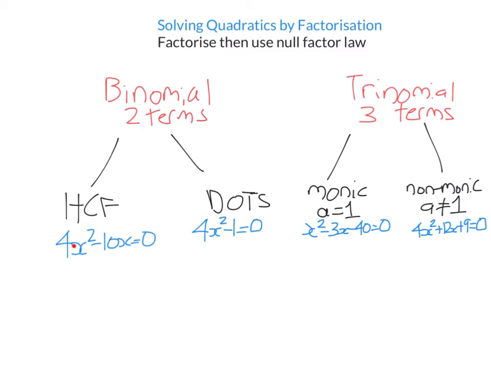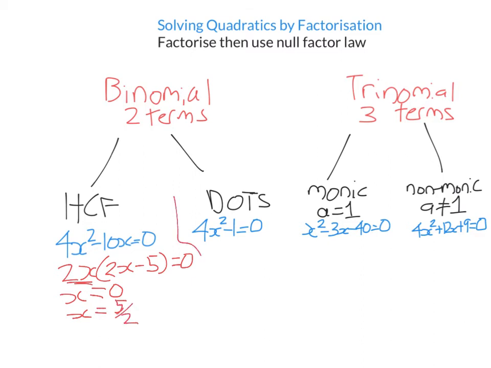So the highest common factor of 4x squared and 10x is 2x. So I take that out of the brackets. Then what do I times by 2x to get 4x squared? What do I times by 2x to get 10x? So now the null factor law says either the first thing is equal to 0, which would mean x is equal to 0, or the second thing is equal to 0. If 2x minus 5 equals 0, x would just be 5 over 2. And then we're done with the first one.